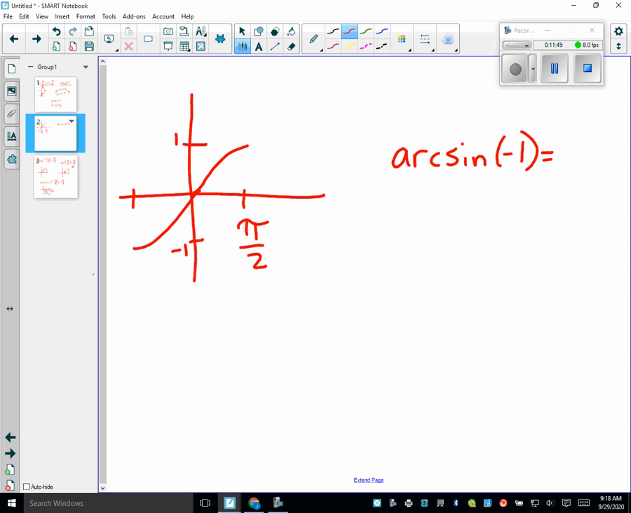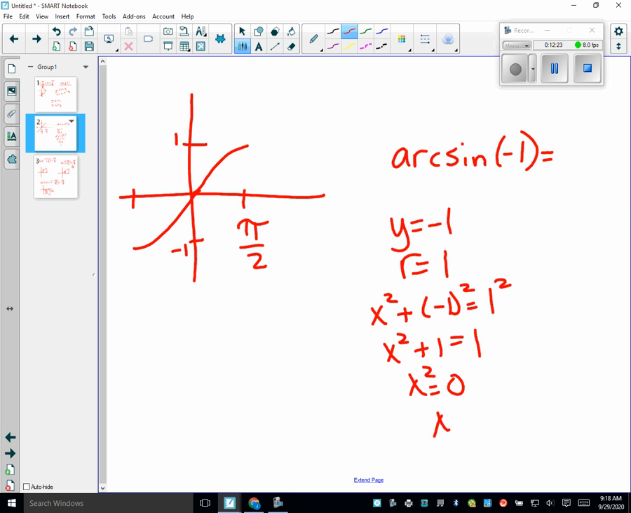Okay? So if y is -1, r is 1. Is x squared plus -1 squared equal to 1 squared? Isn't that Pythagorean theorem? So x squared plus 1 equals 1. Right? What does x have to be? X squared equals 0, x equals 0. Right?